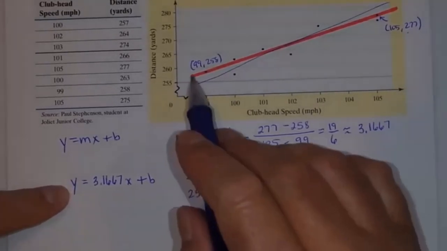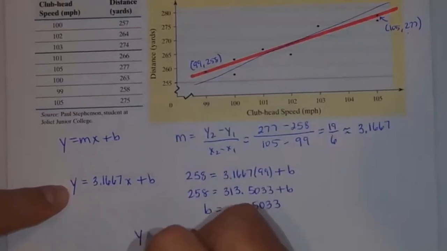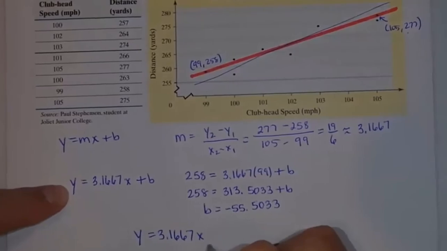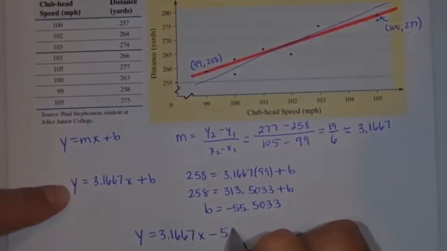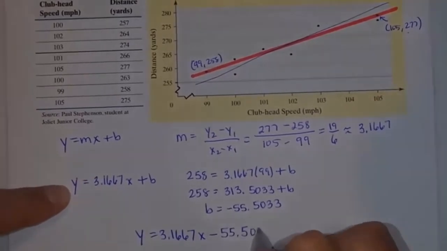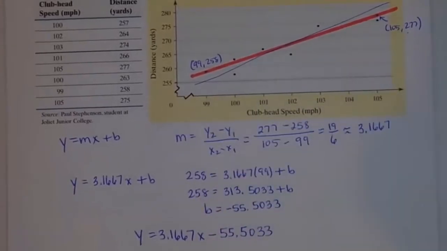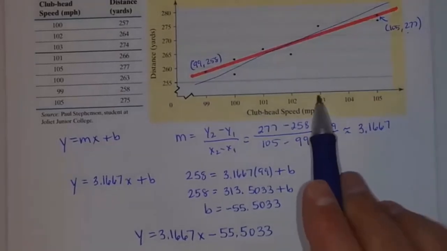So ultimately, my red equation is y equals 3.1667 times x minus 55.5033. This would be the equation of the red line. But is that the best line? Using that red line, and if I had this equation here, if I asked you to predict what a bear would weigh if it was 103 centimeters long.